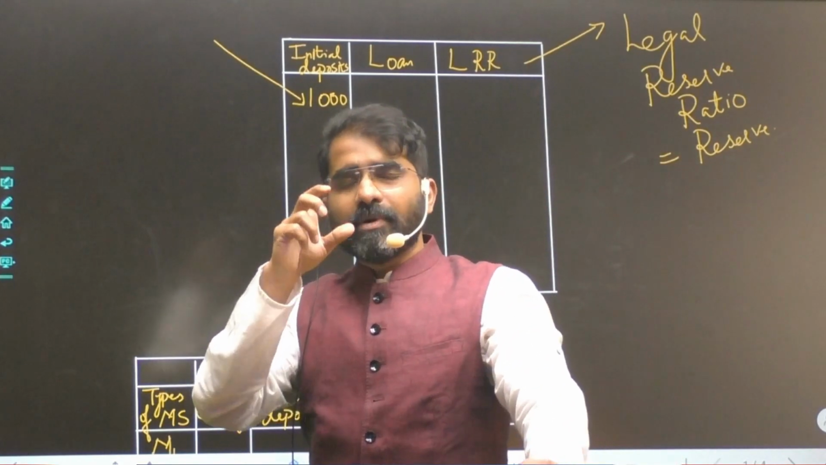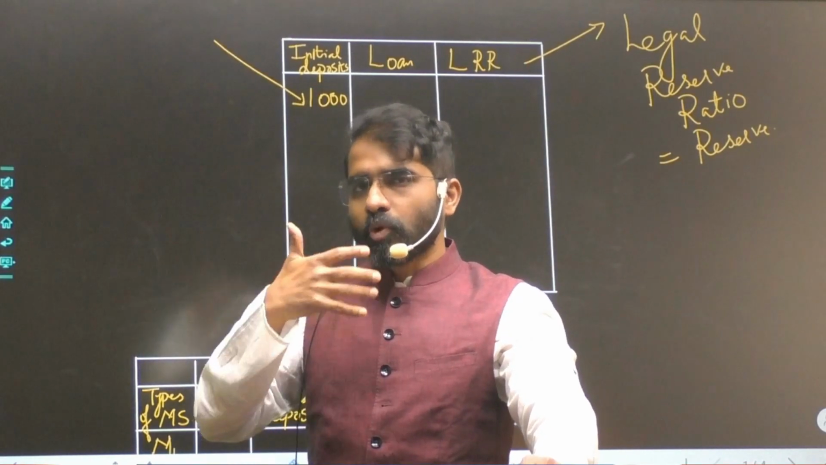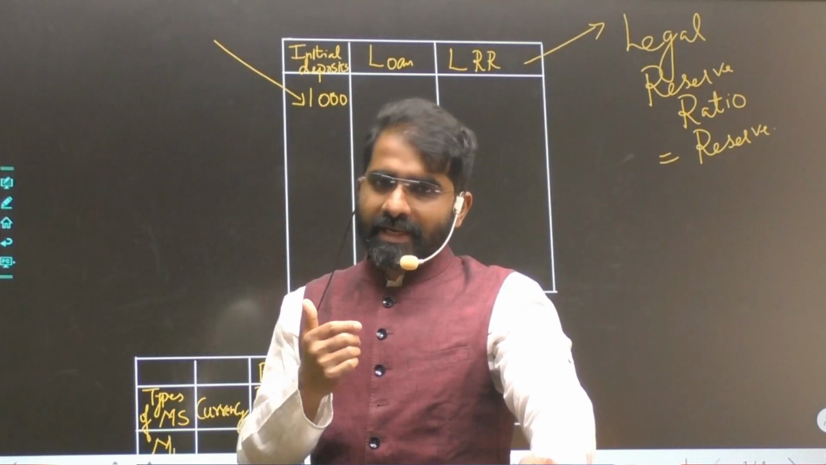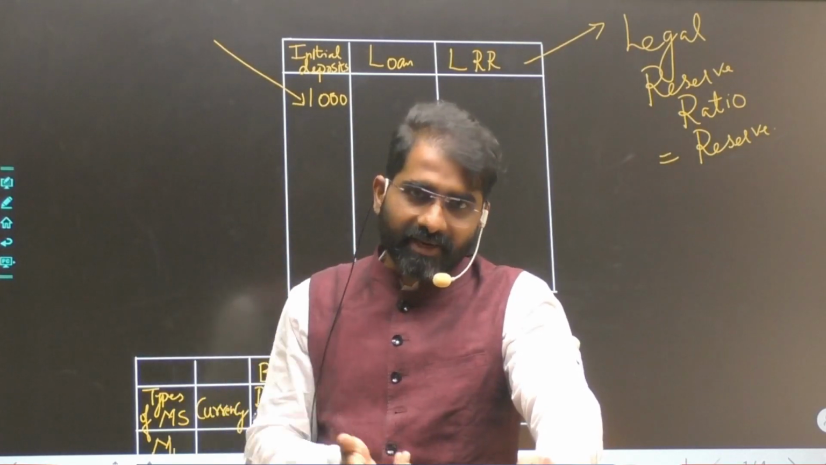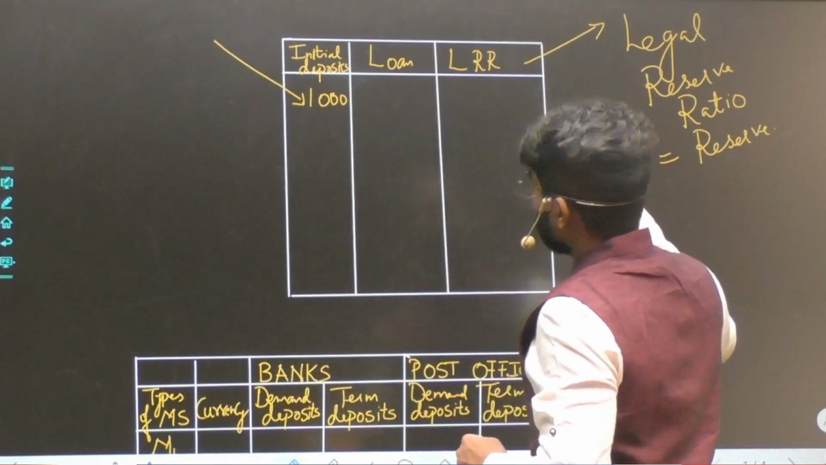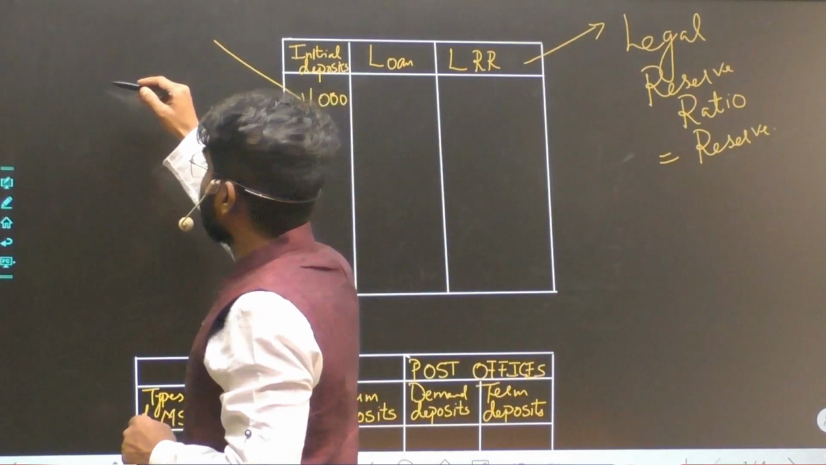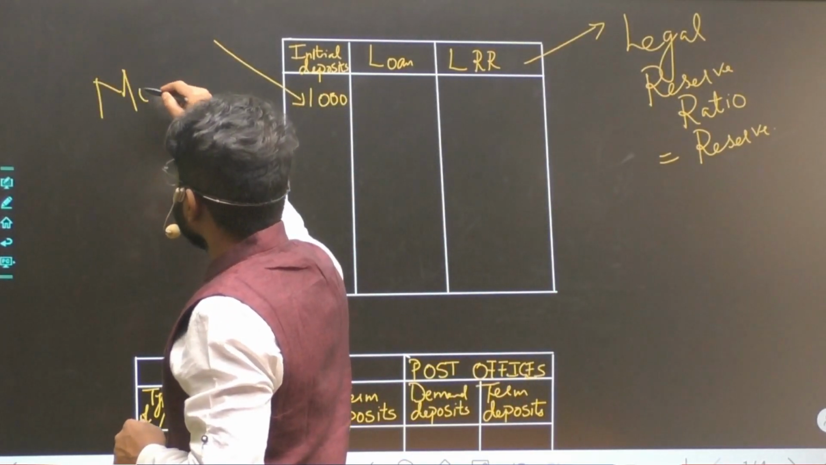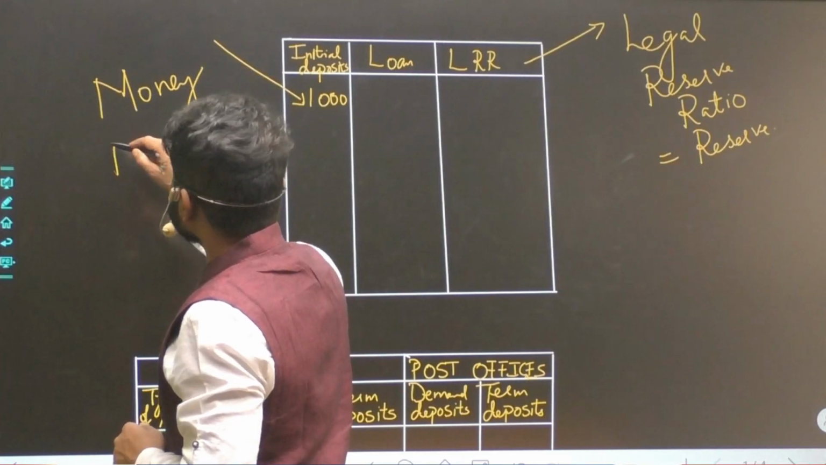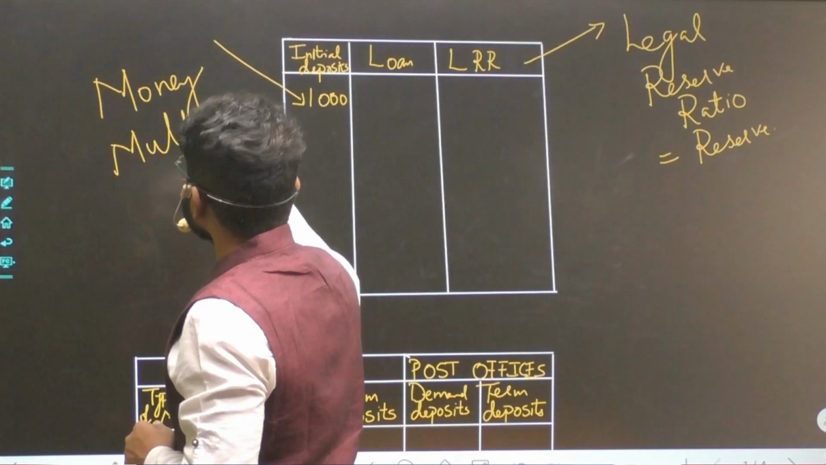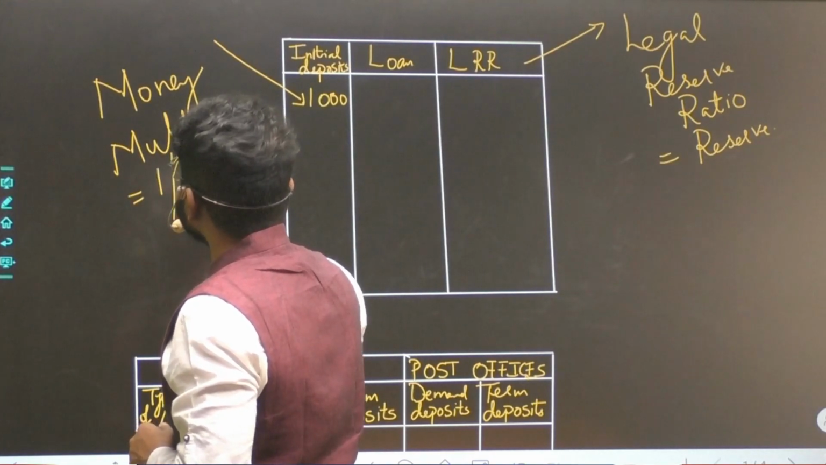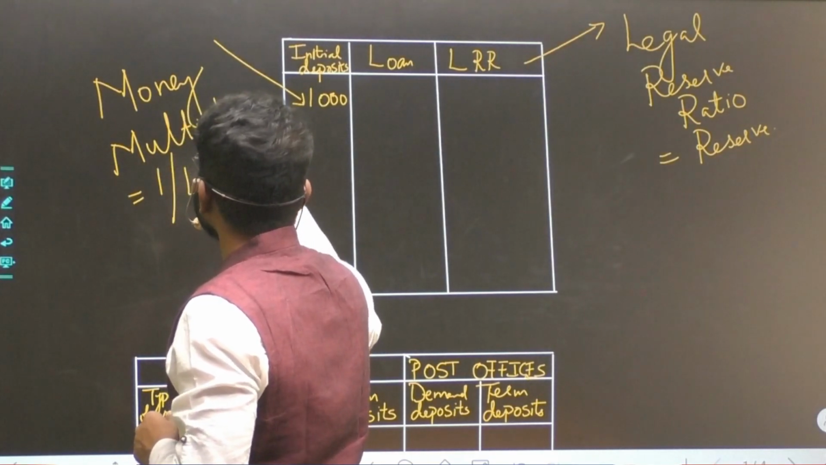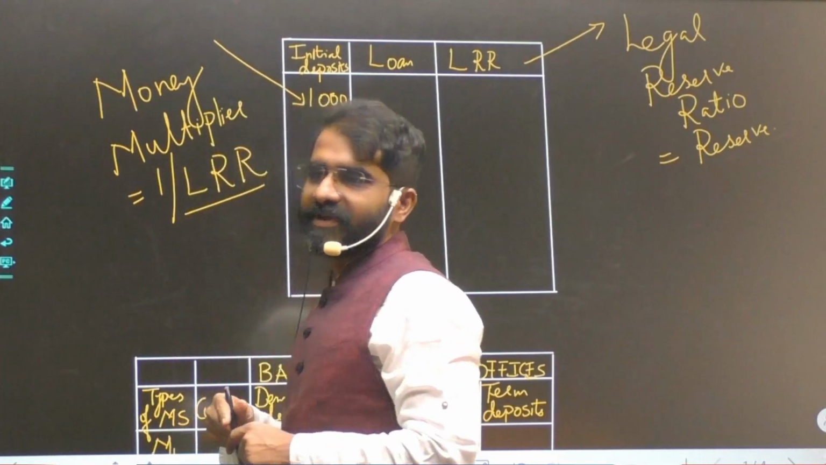Now with a limited amount of deposits, the bank is able to rotate the money and create a multiplier effect, the money multiplier effect. When I use the word money multiplier, let's try to understand the basic formula here. Money multiplier is nothing but 1 divided by the legal reserve ratio. Let's try to understand this. 1 divided by the legal reserve ratio.